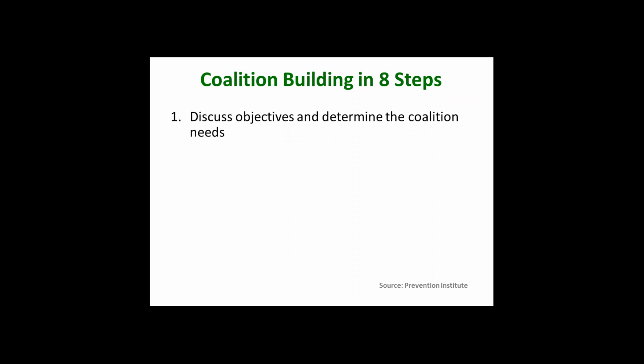Okay, step 1, discuss objectives and determine coalition needs. Groups need to be specific about what they're trying to achieve and the best approach to achieving those goals. Additionally, they need to ask some important questions like, what are the community's strengths and needs?